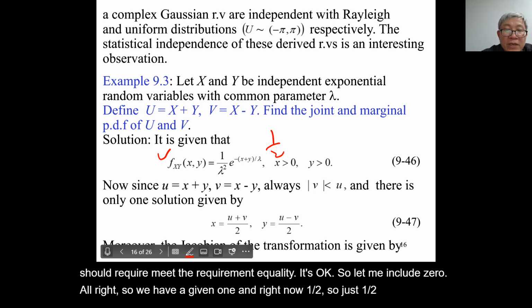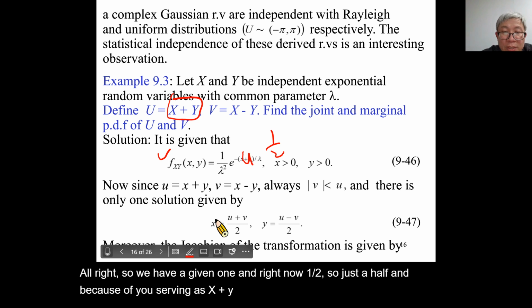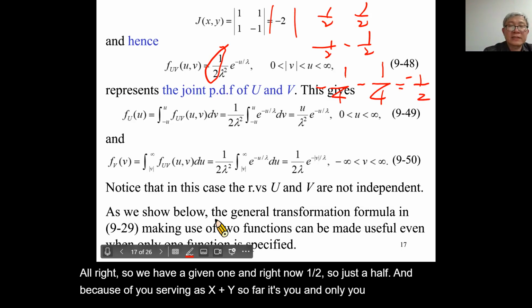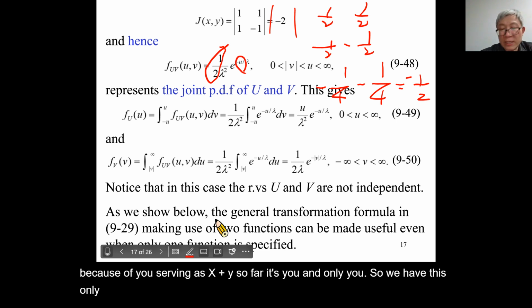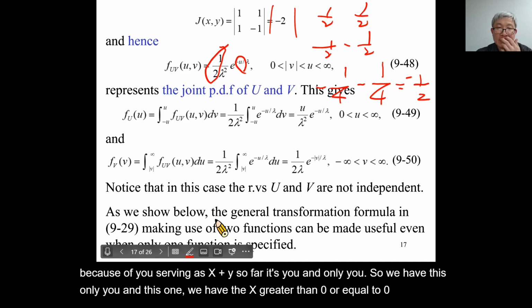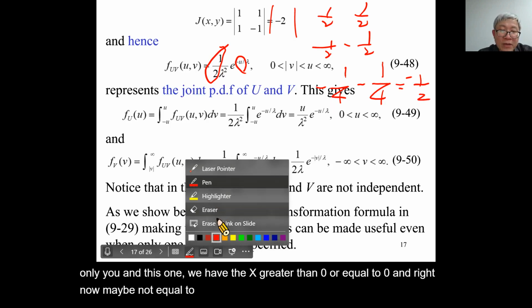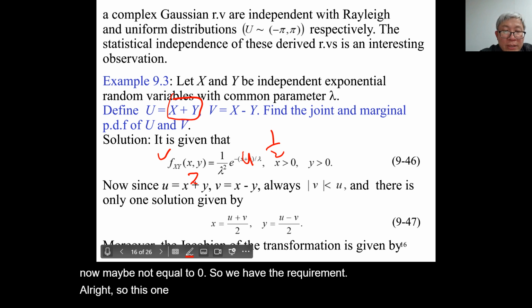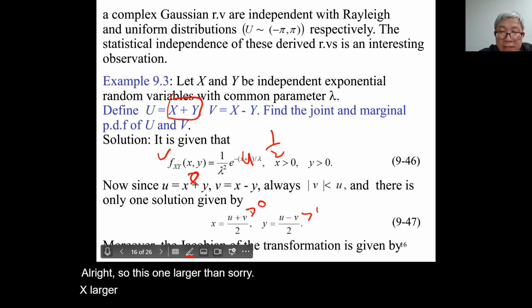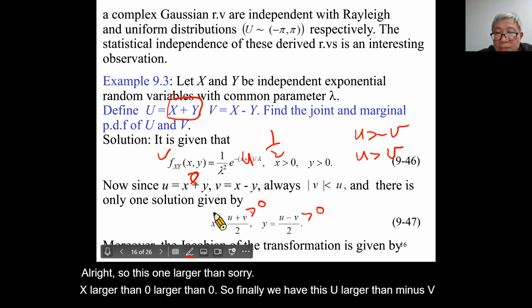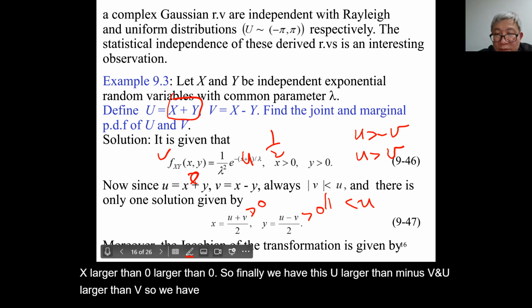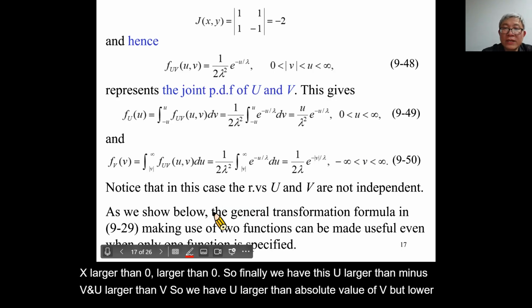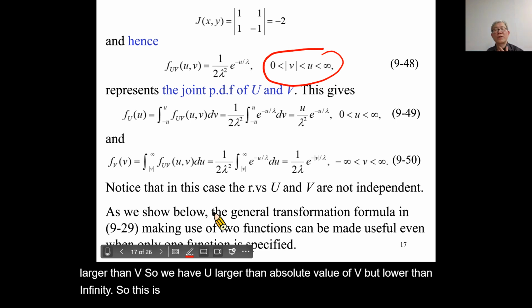Alright, so we have a given one, and right now a half, so just a half. And because u serves as x plus y, so finally it's u. And only u, so we have this, only u. And for x, we have x greater than or equal to 0. And right now, maybe not equal to 0, so we have the requirement. So x larger than 0, y larger than 0, so finally we have u larger than minus v, and u larger than v. So we have u larger than the absolute value of v, but lower than infinity. So this is the form. Alright, so this is a requirement.